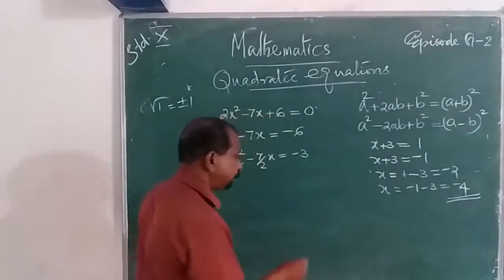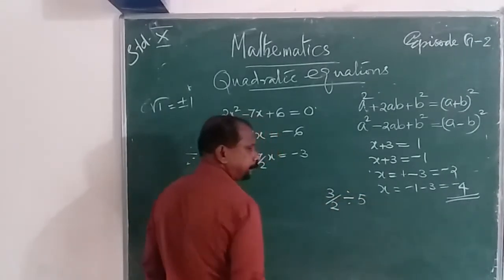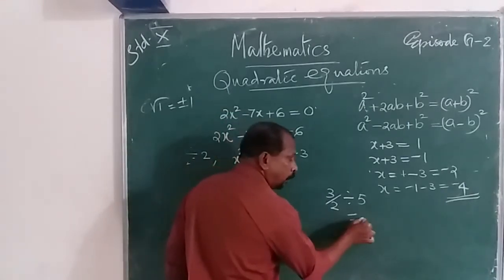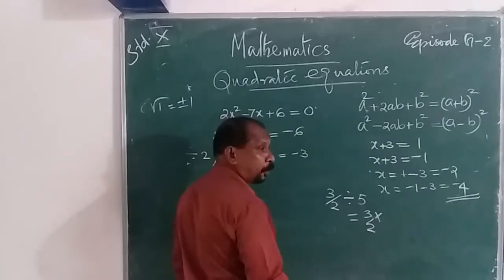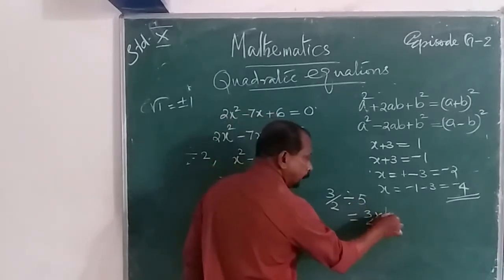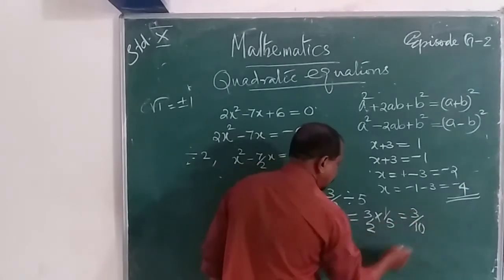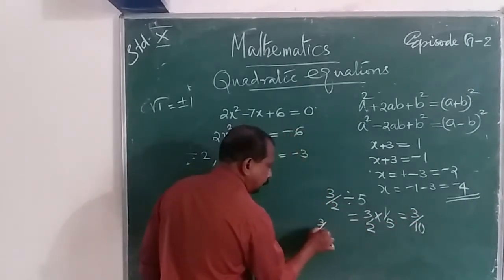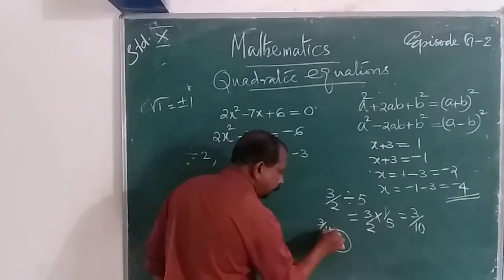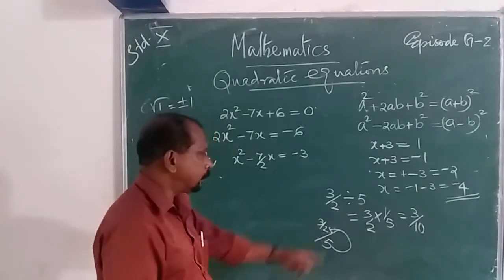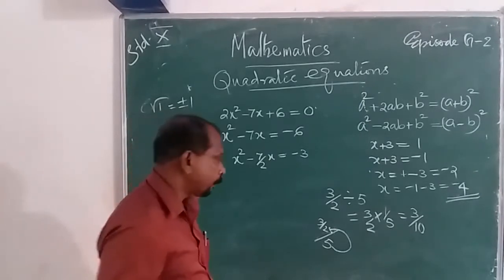For example, 3 by 2 divided by 5. That is the basic rule: 3 by 2 multiplied by the reciprocal of the denominator, 1 by 5, is equal to 3 by 10. That means 3 by 2 by 5, the 5 goes to the denominator. That is the example for that division. Okay?